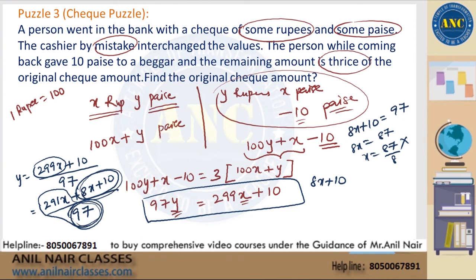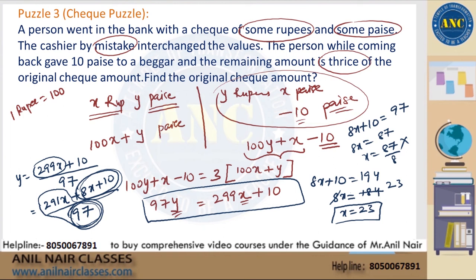What is this? 2 times 97. 2 sevens are 14, 1 carry, 2 nines are 18, 19. So basically it's 194. Now let me see whether 8X, which is equal to 194 minus 10, which is 184, is divisible by 8. 8 2s are 16, 24. Yes, it is divisible. 8 3s are 24. So X is equal to 23 is a number that is giving you an answer.